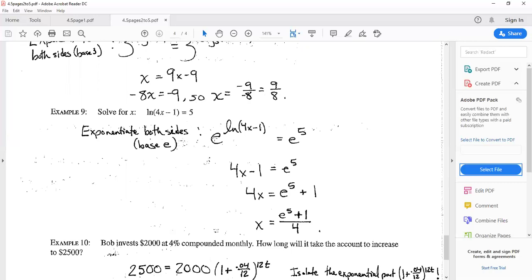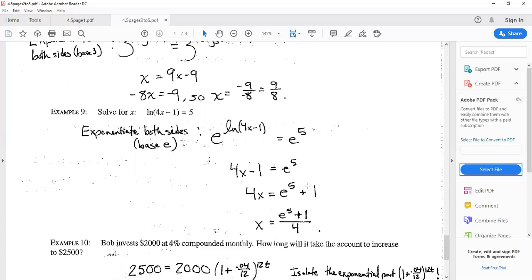So we have here e to the natural log of 4x minus 1 equals e to the 5th. And now on the left side, the two operations undo each other, and we're left with 4x minus 1 equals e to the 5th. Now notice, this one is just a number. It might not be a very nice number, but it's just a number.